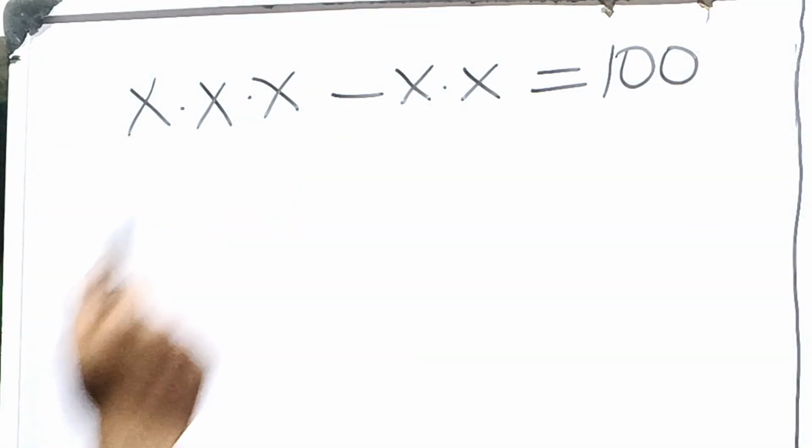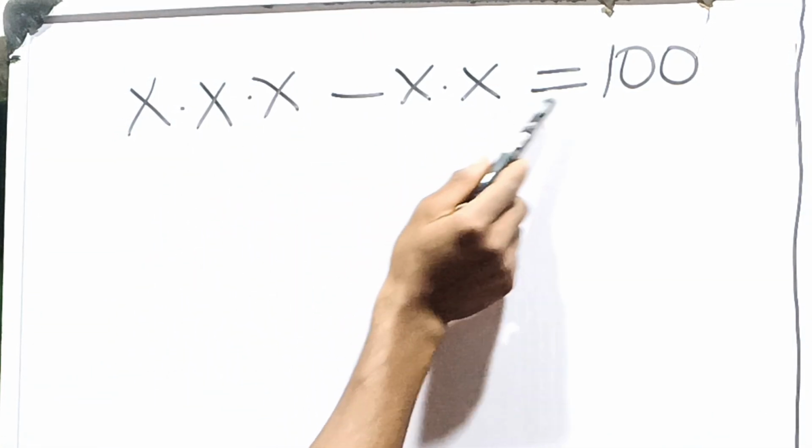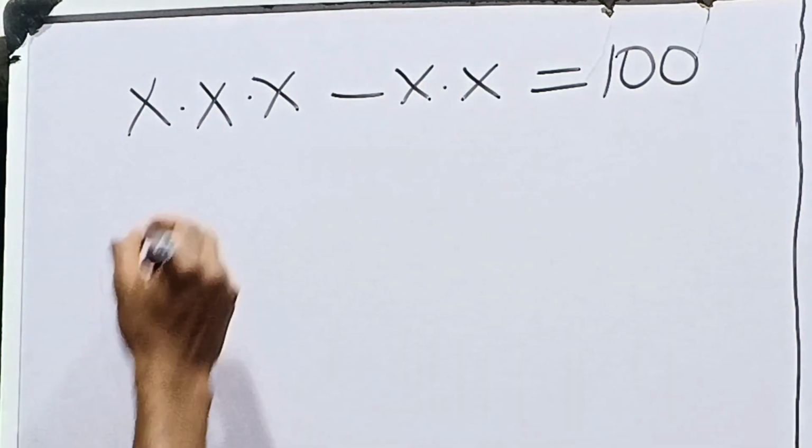Alright, let's solve this together. It says x multiplied by x multiplied by x, minus x multiplied by x, is equal to 100. We're going to solve for x in this question, alright?